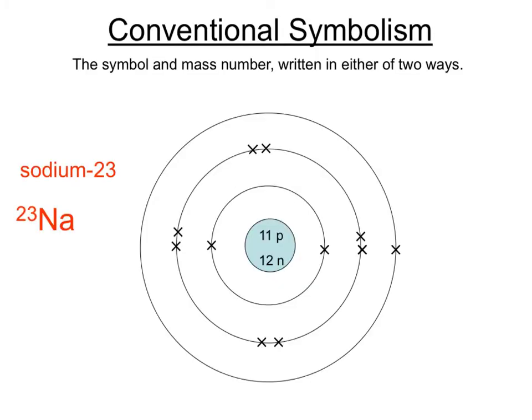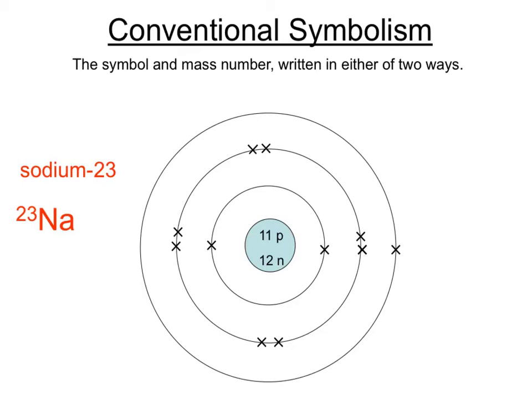Conventional symbolism allows us to identify a particular isotope of an element by its symbol but also its mass number, which would change from isotope to isotope. So it's the symbol and the mass number written in either of two ways. Here we have an atom of sodium with 11 protons, 12 neutrons and 11 electrons. That means that when you look at its mass number, it's got 11 protons and 12 neutrons. It has a mass of 23.